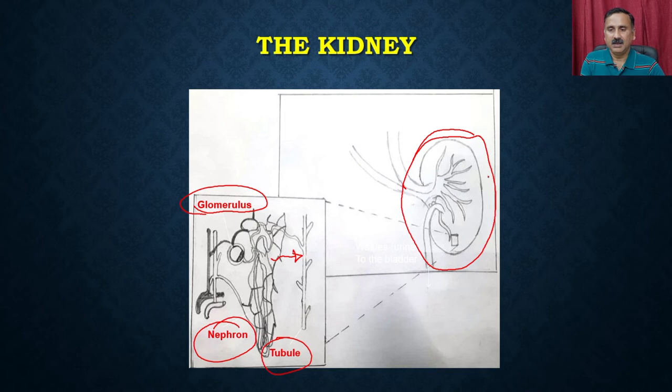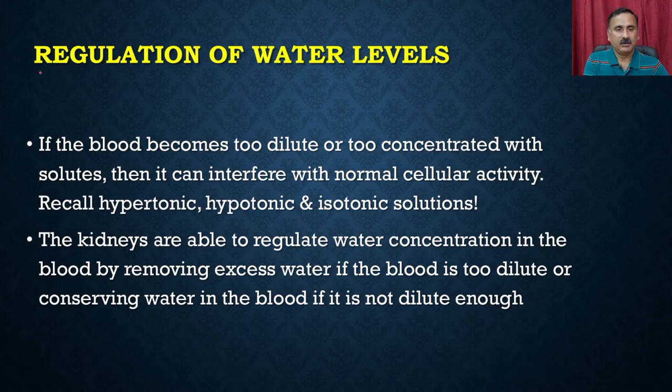And the kidney is actually extensively supplied with a high quantity of blood. It is connected by a vein, and it is going to take up all the material from the kidney. So it brings the dirty, unpurified blood, and it is going to return purified blood. Then, how is the kidney going to regulate the water level?